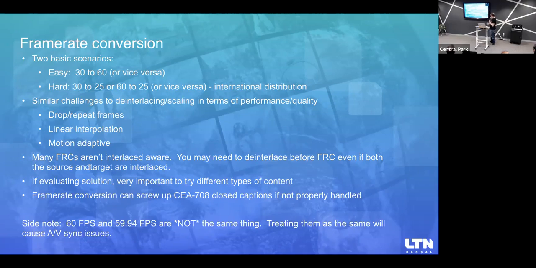Different algorithms for doing that: dropping and repeating frames, linear interpolation, motion adaptive. You could Wikipedia those and understand the differences. For time, I don't think we're going to go into that.